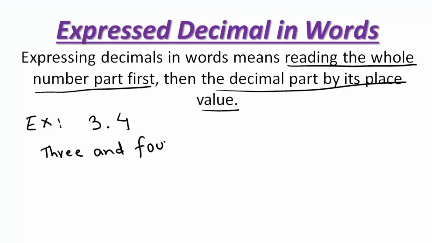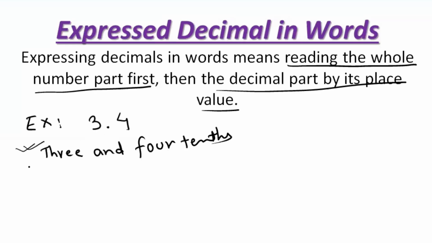First we will write simply 4, then we will see in which place it is and what its place value is. It is tenths, so we will just add tenths here. So we write 3 and 4 tenths. You simply write the digit first and then the place value of that digit. Then it is expressed in word form. This is the way of expressing a decimal in word form.